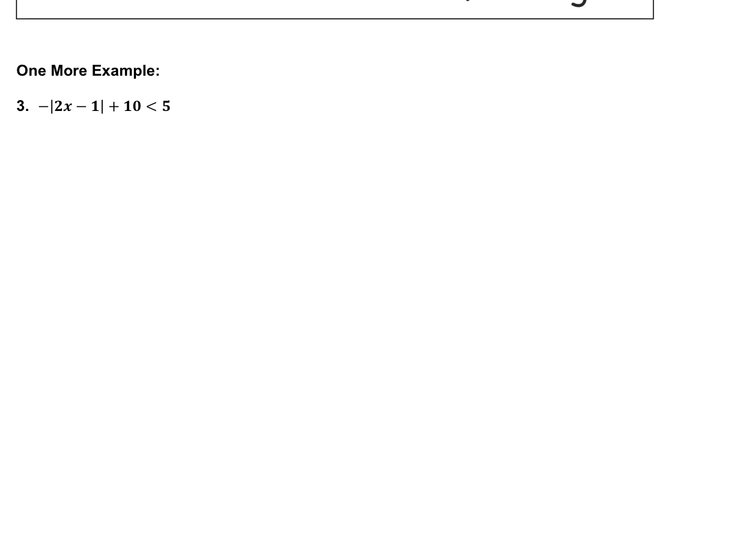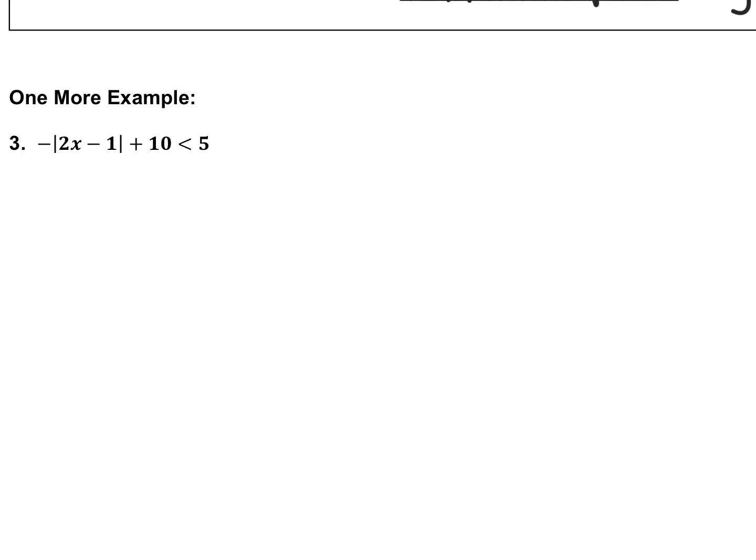So let's solve number 3. So we are going to look at our sign first. So what kind of sign do I have? Less than or greater than? Less than. So it's and. Okay. So am I going to write my answers together or separately? Together. Now first I'm going to isolate my absolute value.